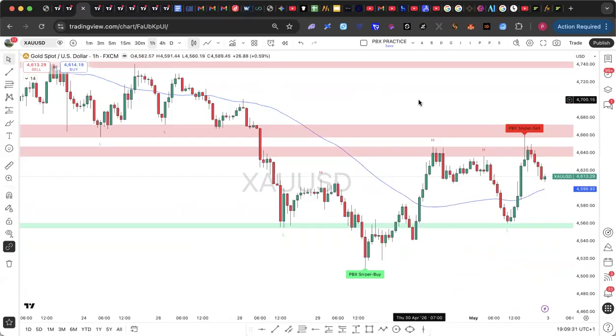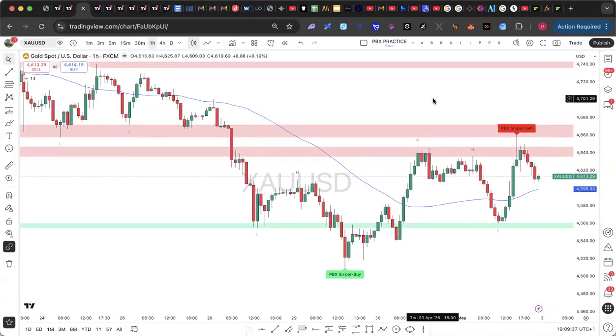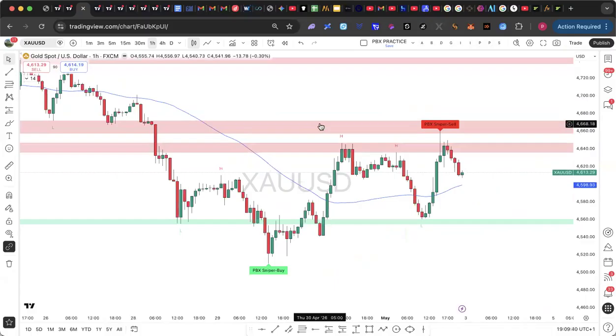So, okay, now this is gold, for instance. This is gold, and I want to trade with gold. Now, it has key levels, it has structure, right? And it has entry and exit. Then it has a moving average. You can see this moving average is just to support and help you to trade.